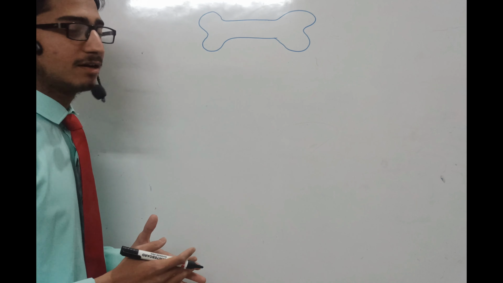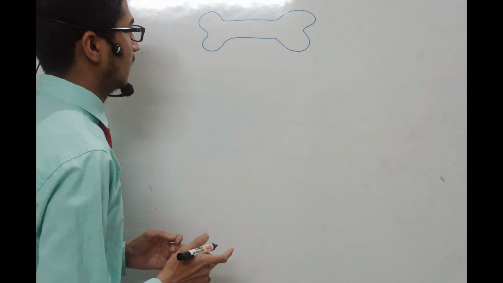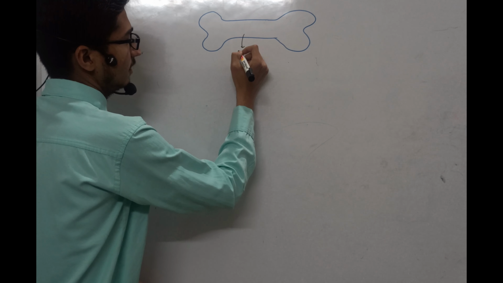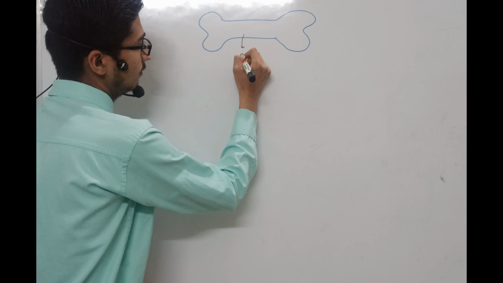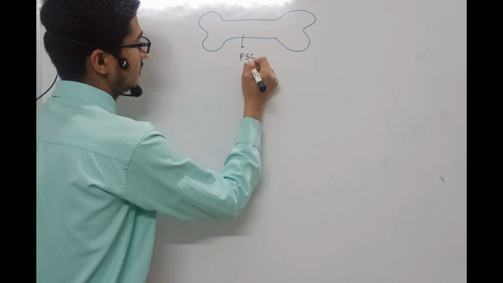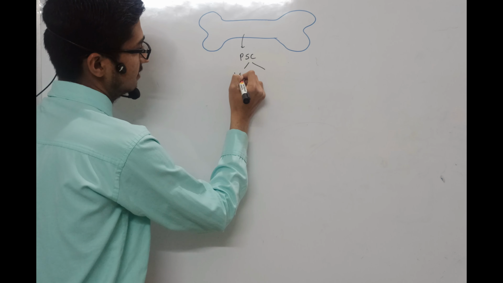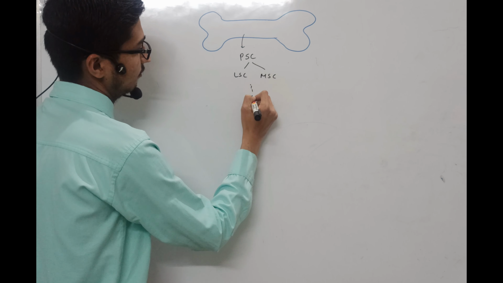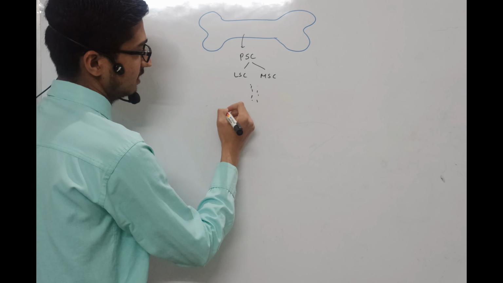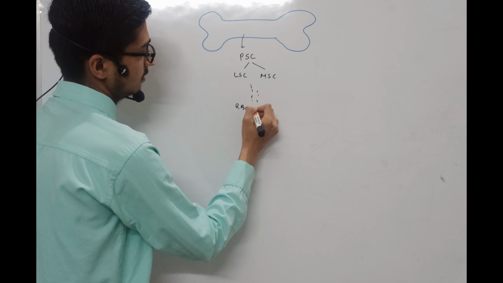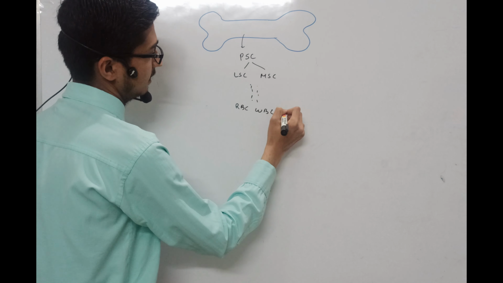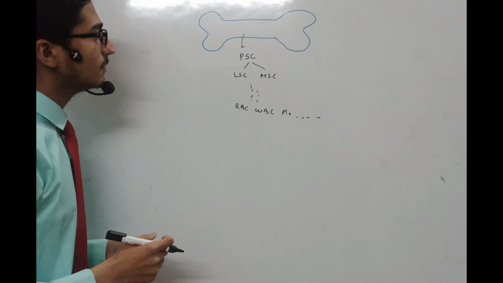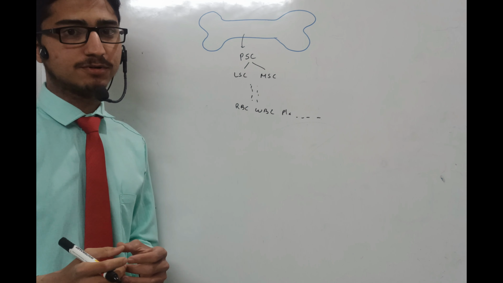The third and an important variety is anemic hypoxia. As we all know, in the bones we have pluripotent stem cells which will divide into lymphoid stem cells and myeloid stem cells, and they will form various kinds of blood cells, that is RBC, WBC, platelets and so on. So what happens in anemic hypoxia?